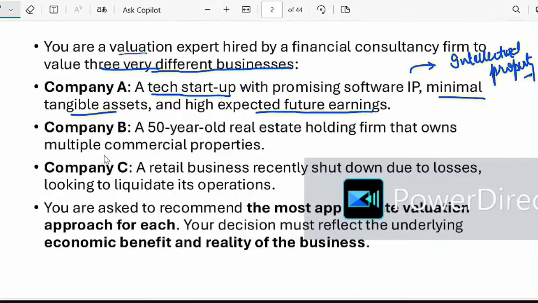Now, similarly, we have Company B, a 50-year-old real estate holding firm that owns multiple commercial properties. Similarly, we have Company C, a retail business recently shut down due to losses, looking to liquidate its operation. So these are three different companies. Company A is a tech startup, Company B is a 50-year-old real estate holding firm, and Company C is a retail business recently shut down due to loss. Now you are asked to recommend the most appropriate valuation approach for each.